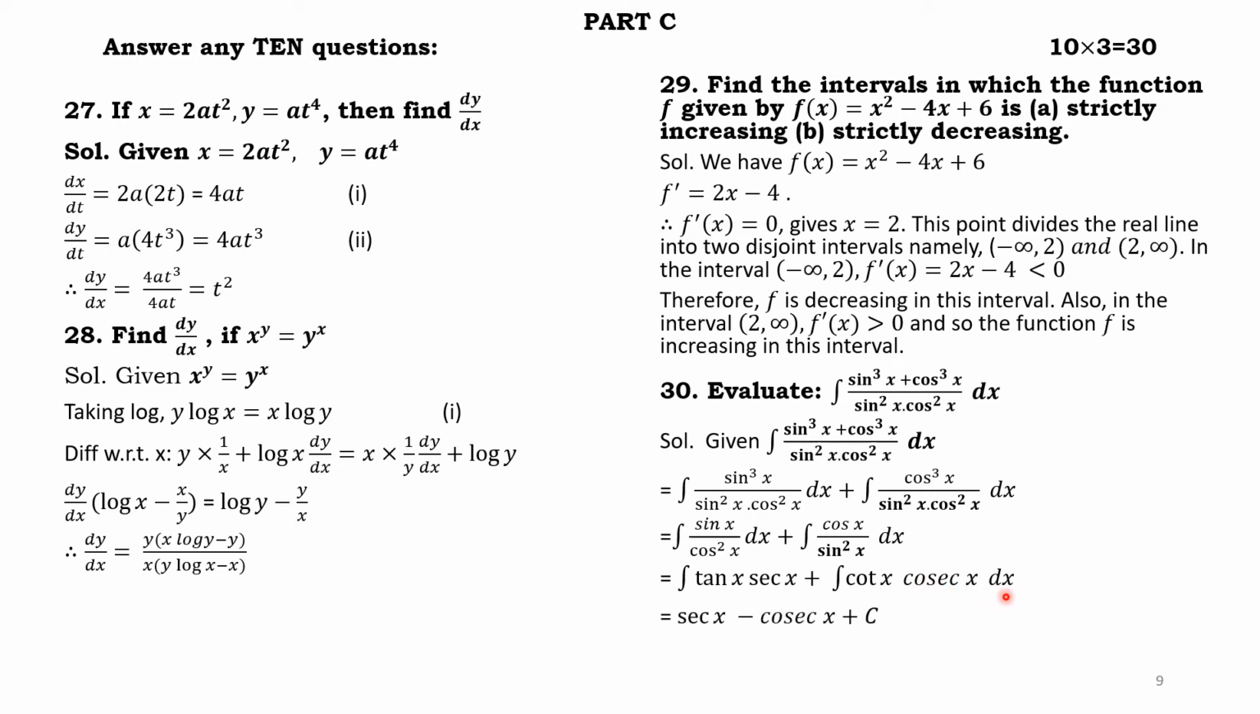So integrating, we get tan x secant x, whose integral is secant x itself, minus integral of cot x cosecant x, which is minus cosecant x, plus c. This you have to remember, the standard integral of tan x secant x and cot x cosecant x. Then you will get this answer, secant x minus cosecant x plus c. Next question.